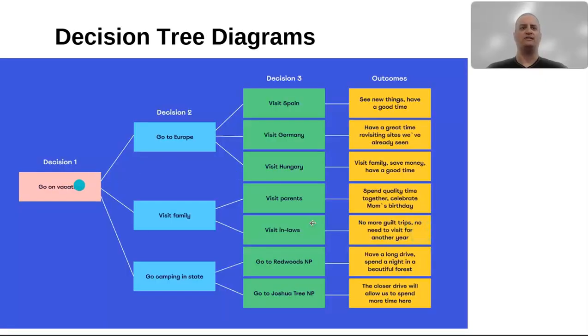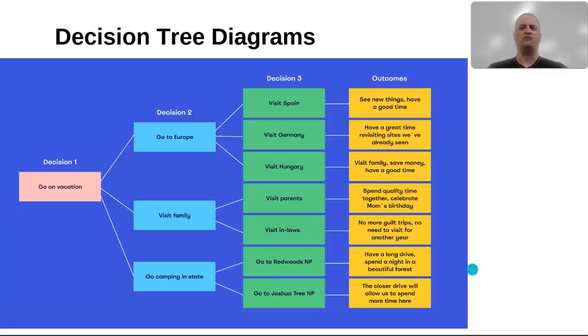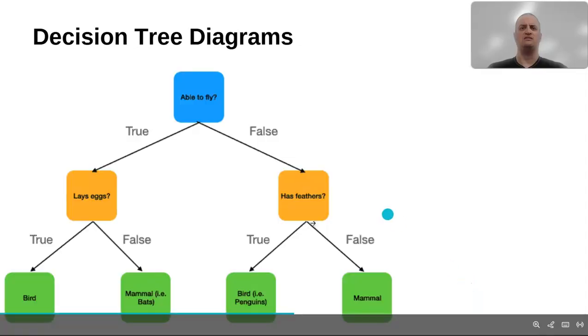You want to go on vacation, right? Where do you want to go? You got your possible choices or decisions, right? You want to go camping, visit family, or go to Europe. Where do you want to go? What kind of family? What kind of camping? And these are some outcomes that you could have. So we see a little variety in these decision trees.